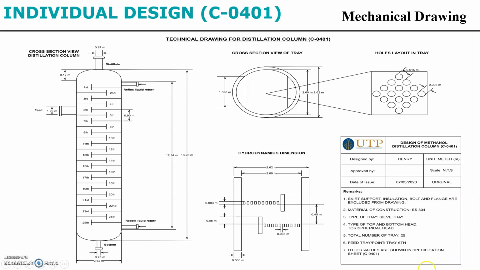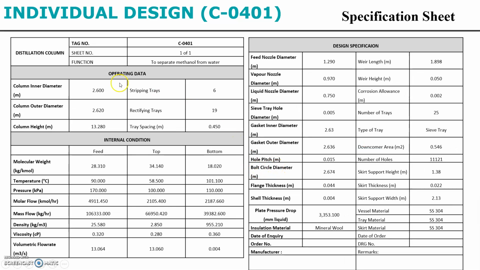And we have our remarks over here, which is obtained from the specification sheet as well. And from this specification sheet, something important to take note of is that the type of tray that we use is sieve tray, and also the number of holes is around 10,000. And the insulation material that we have selected is mineral wool to insulate the heat inside.